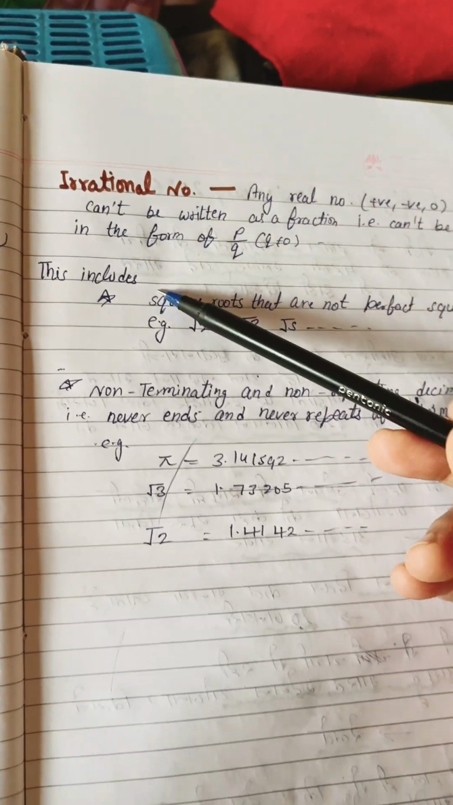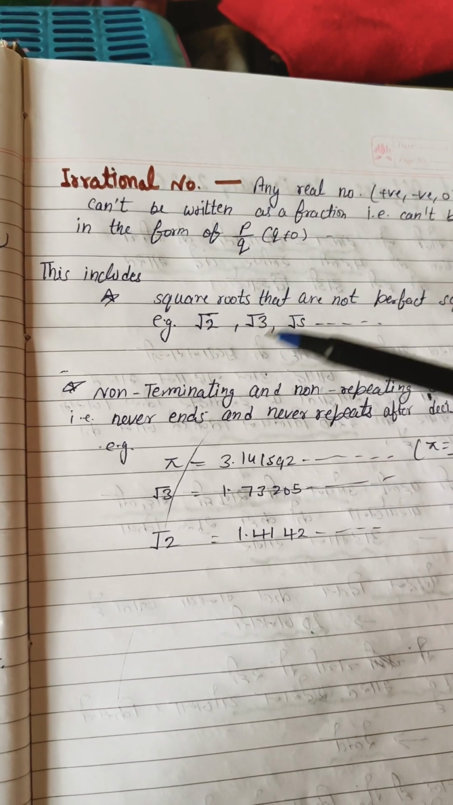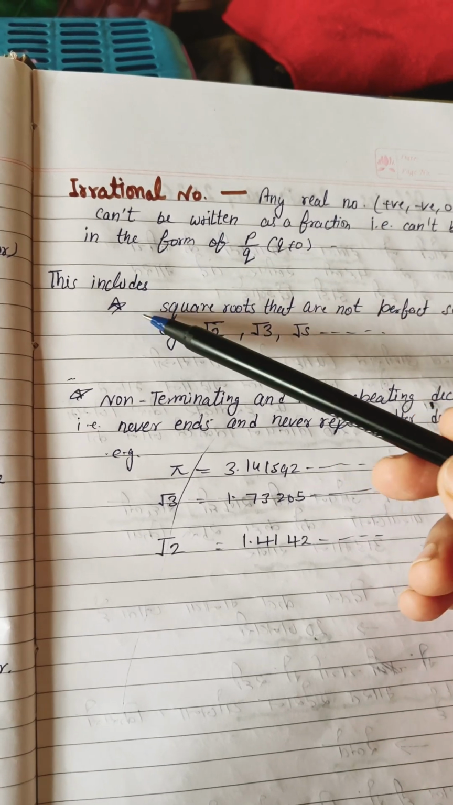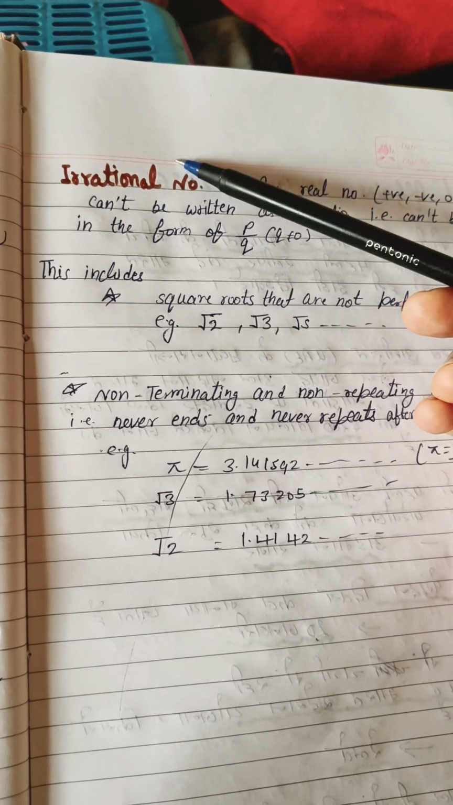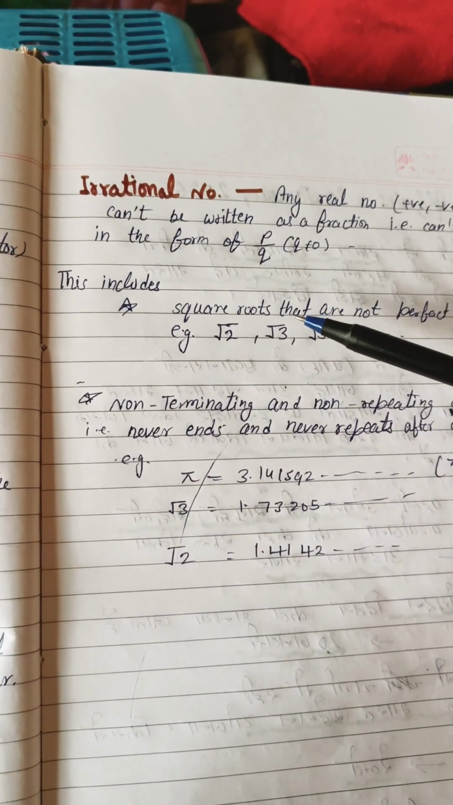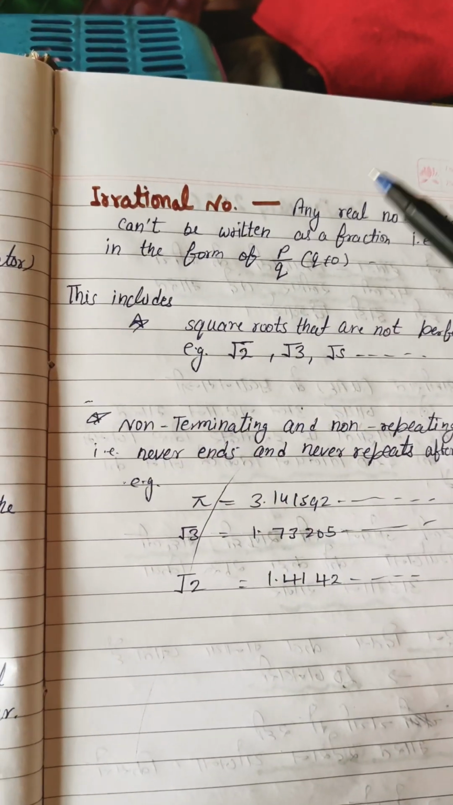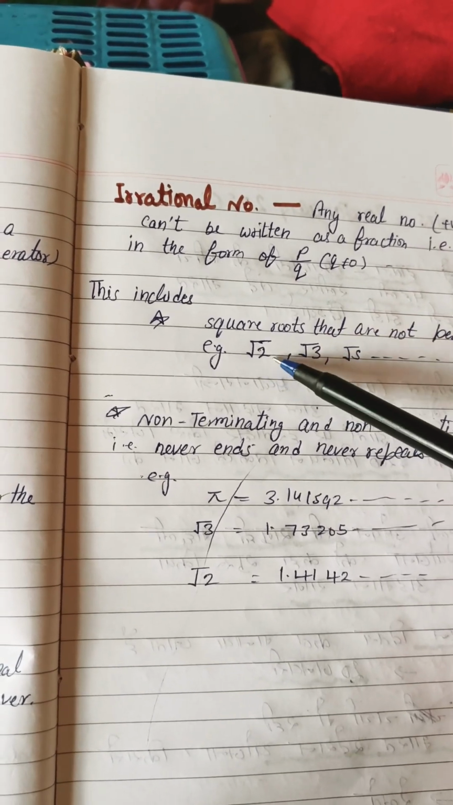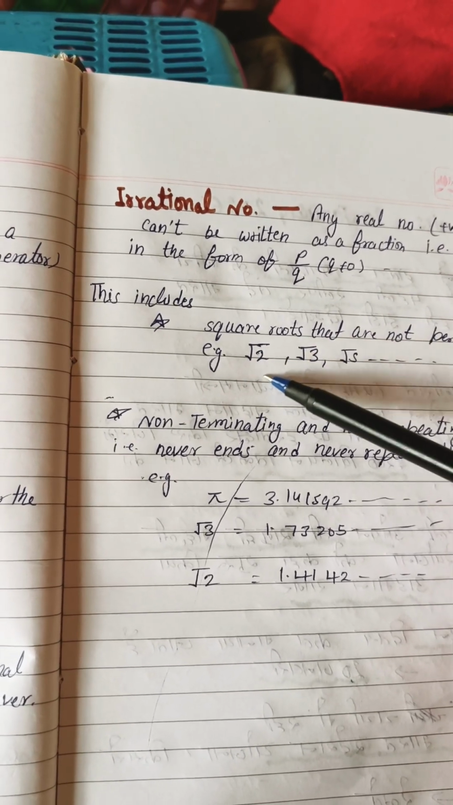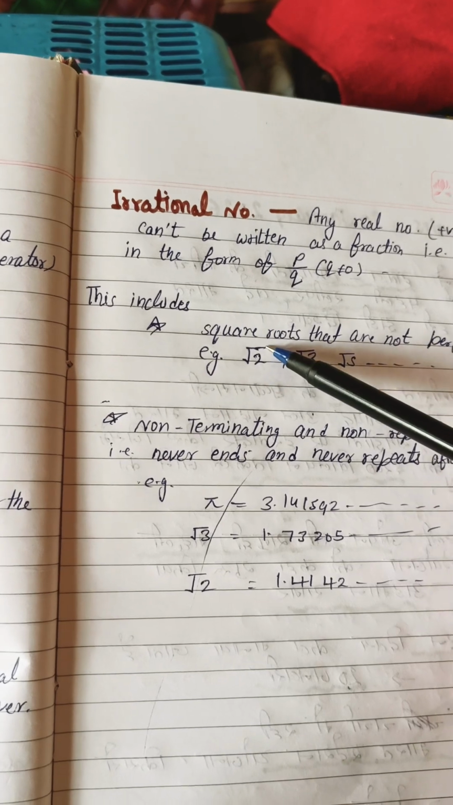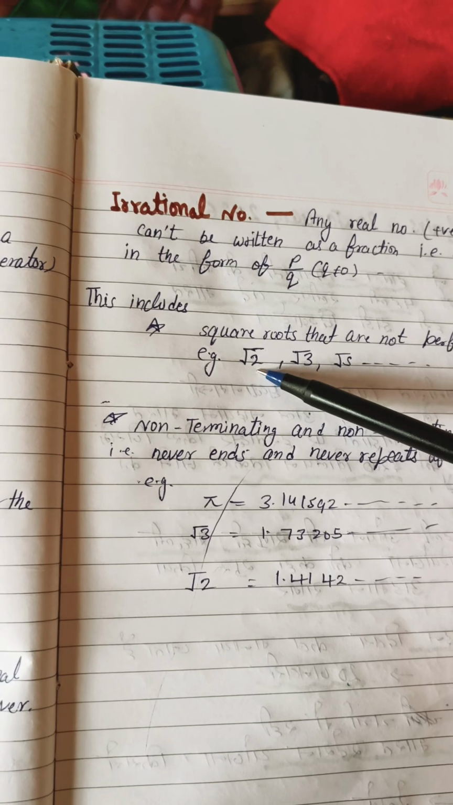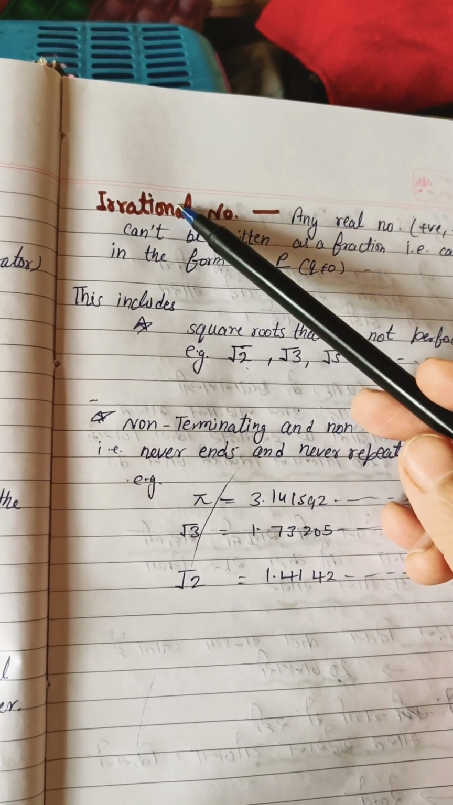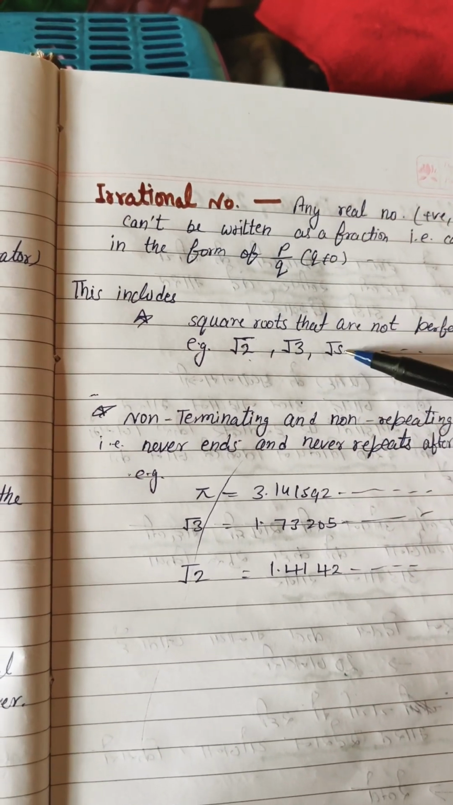So how do we check whether a number is rational or irrational? The numbers which do not have a perfect square root are irrational numbers. When we talk about 4, root 4 is equal to 2, but when we talk about root 2, there is no number which can give a perfect solution of root 2. It means root 2 is an irrational number, same as root 3 and root 5.